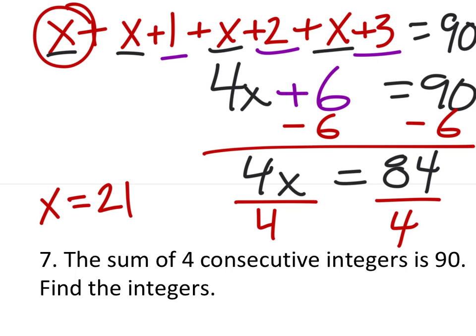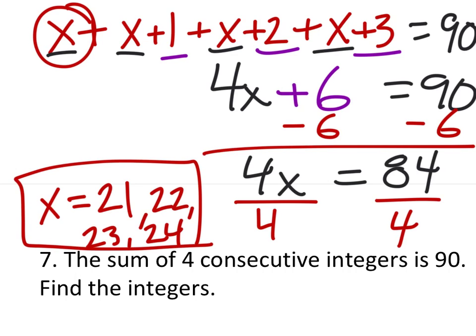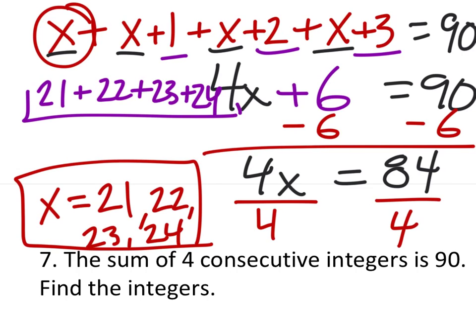So the next consecutive integer would be 22, the next one's 23, and the fourth one is 24. So the way that we check this is a little bit different than what we did in those previous 6 problems. I'm just going to add all these together and see what I get. And again, this should equal 90. 21 plus 22 plus 23 plus 24. As it turns out, this does equal 90, so we know that we must have done that correctly.